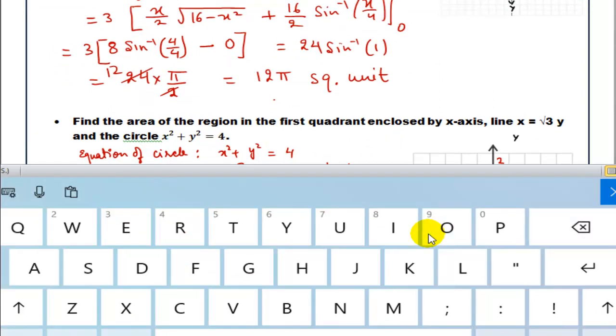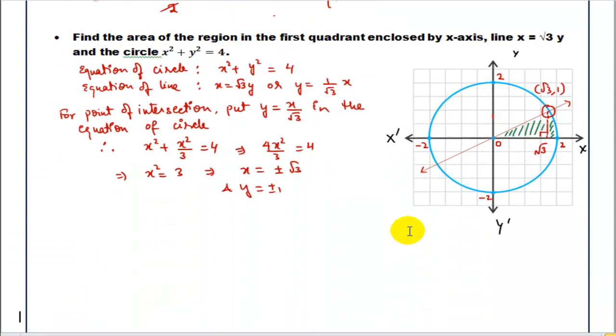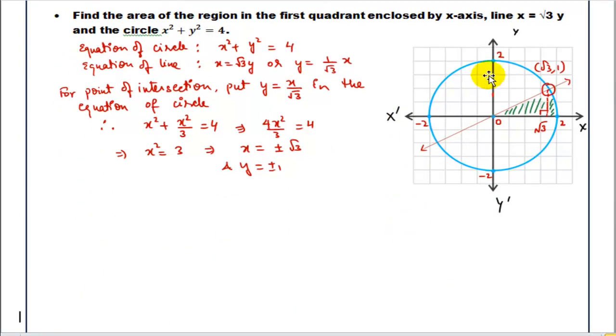Now taking the next one. Next one is find the area of the region in the first quadrant enclosed by x-axis, line x is equal to square root of y, and the circle x square plus y square is equal to 4. So first look at the curve.